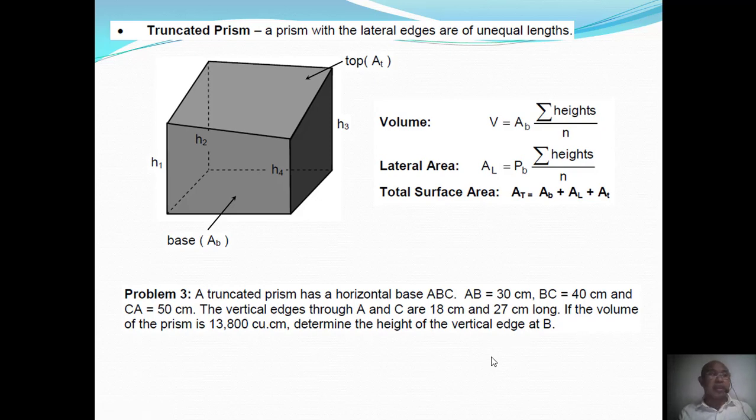Okay, can you imagine and draw the correct figure? So take note that the base is ABC, meaning a triangle. AB 30, BC is 40, CA is 50. Have you noticed that these three sides of the triangle at the base, AB, BC, and CA, form a right triangle? 3, 4, 5. So that's 30, 40, 50 centimeter long sides. At A, we have 18 height. At C, we have 27 height. What is the height at B if the volume is 13,800?